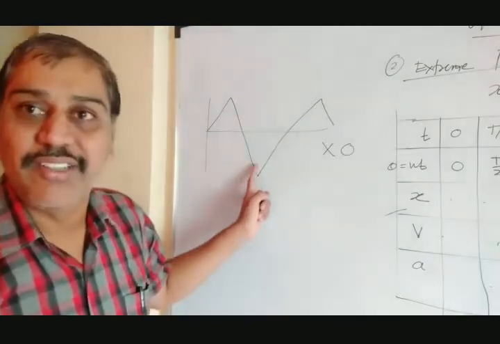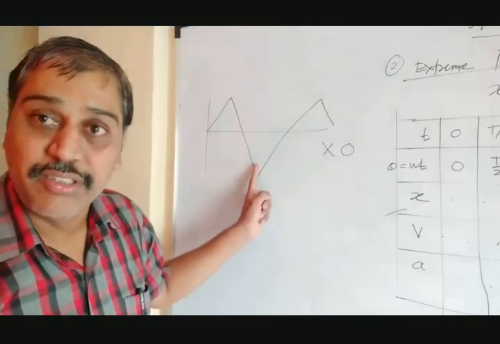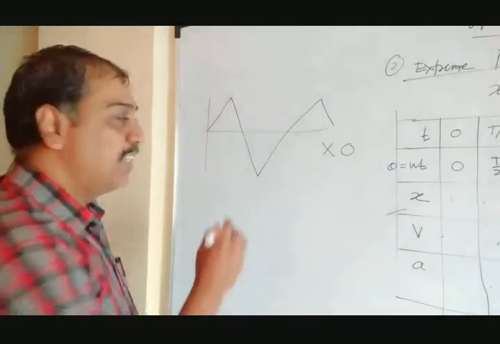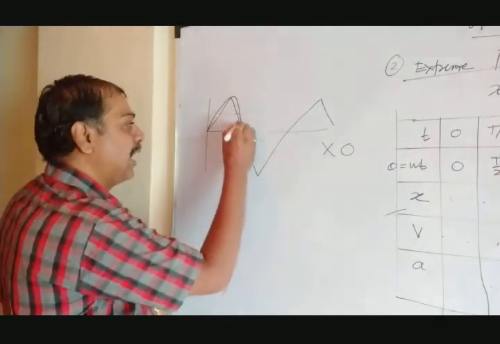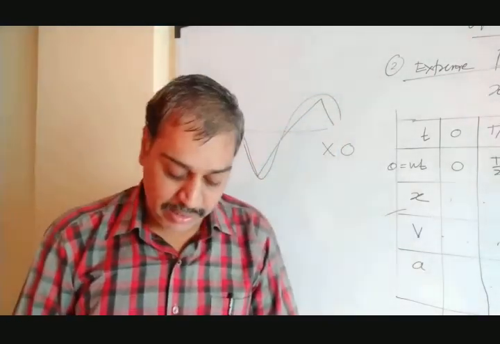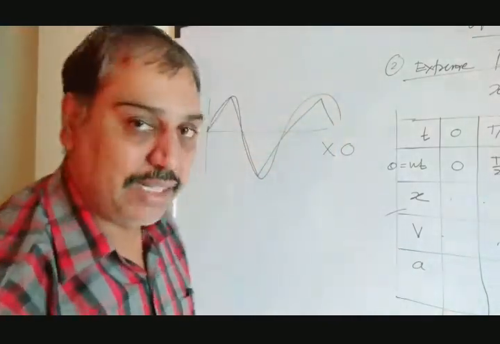Why? Because this is not a sine wave or cosine wave. This is a triangular wave. That is a different meaning. That's why it would be 0. So this wave must be a sine wave like this. It must be a smooth one. Then and only then you get the marks. Otherwise the marks get cut.